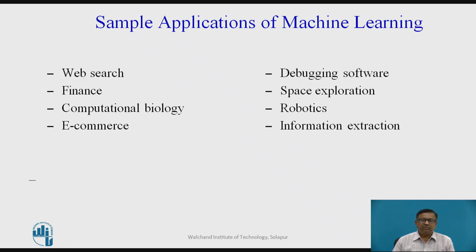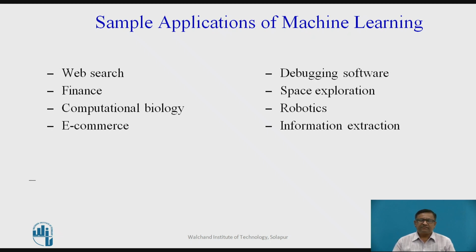Then computational biology: in this biological field also, the machine learning technique is used. E-commerce, that is online websites: the machine learning technique can be used to predict the purchasing pattern of a customer, and based on the purchasing pattern, new items can be displayed automatically to the customer so that it becomes easy for the customer to navigate through the items.